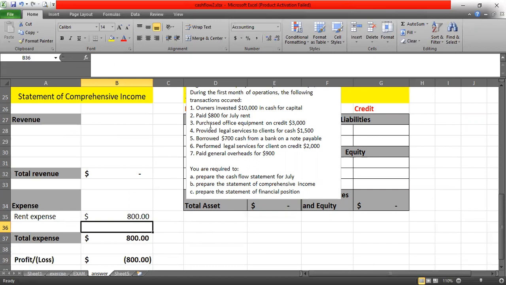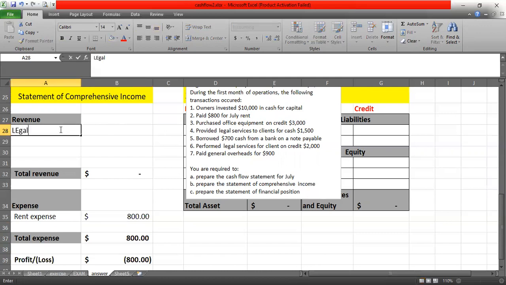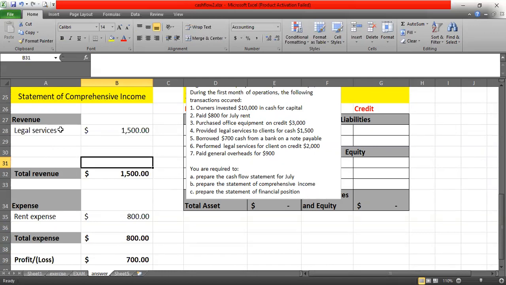Again, this transaction number 3 has nothing to do with the statement of comprehensive income. It will only be recorded in the statement of financial position as it increases the assets as well as the liabilities. Number 4, provided legal services to clients for cash, $1,500. Provided legal services is a revenue, and therefore we need to input here legal services for $1,500. And now we have total revenue of $1,500 and total expense of $800, resulting in a temporary profit of $700.